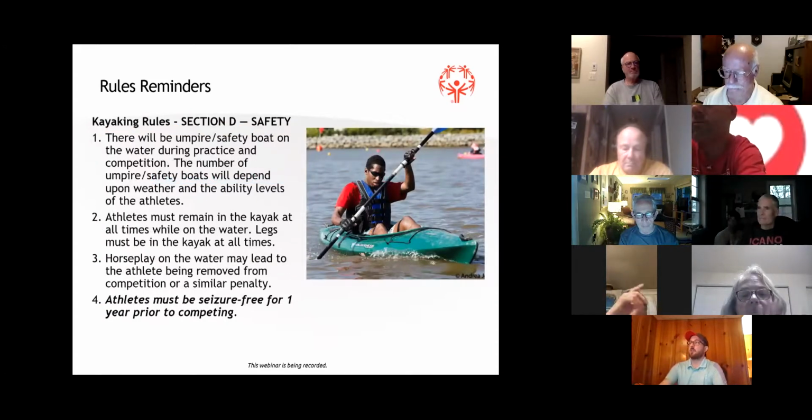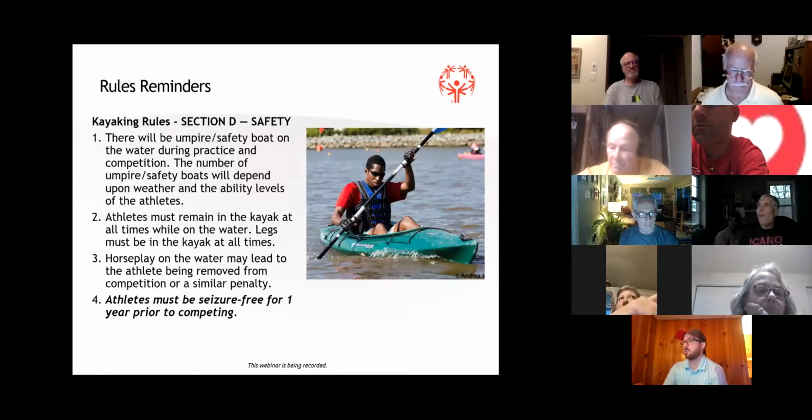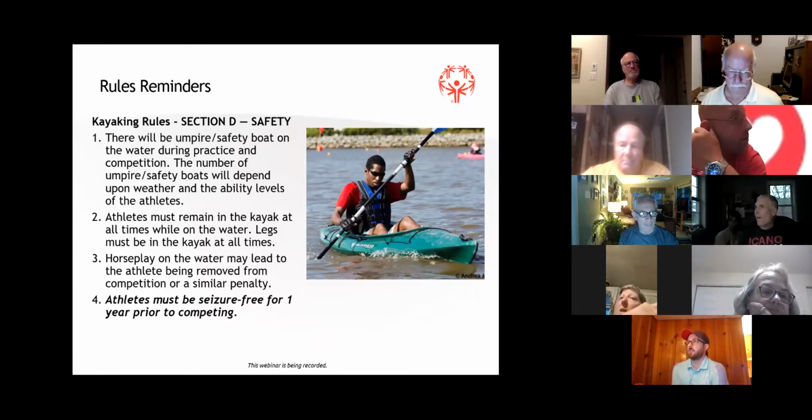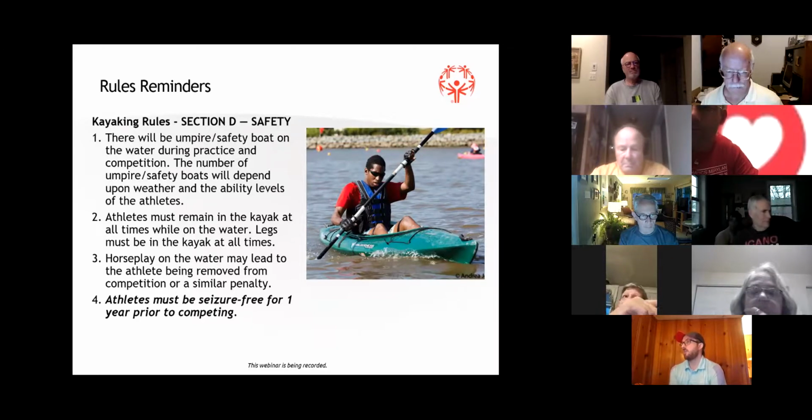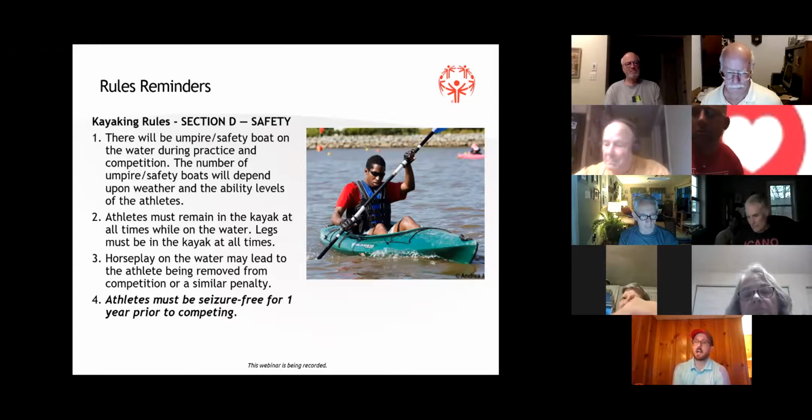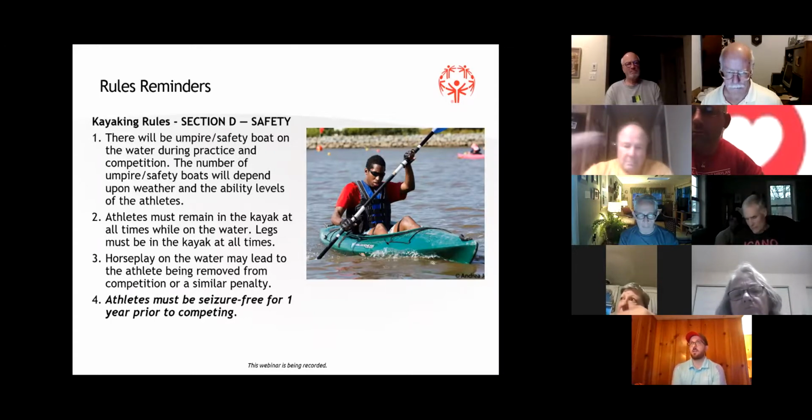Again, I'm not going to go through every one of these rules. You guys will get the slides. But you guys know the main deal with the kayaking rules, especially safety as a water sport. One of the big ones that we like to remind folks of is athletes need to be seizure-free for 1 year prior to competing. That's all open water sports for Special Olympics: kayaking, sailing, open water swimming, triathlon, all of those.